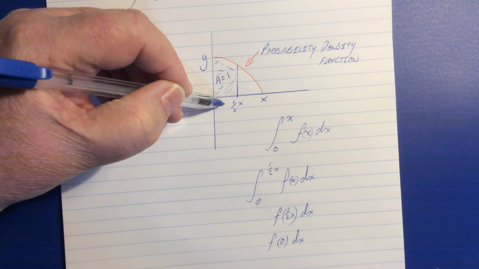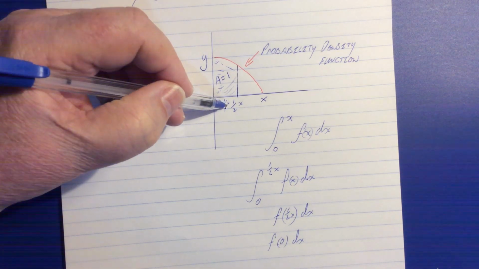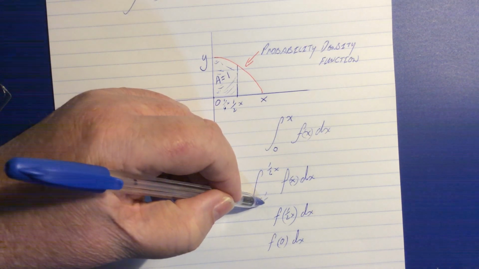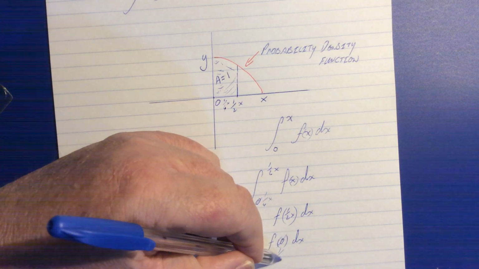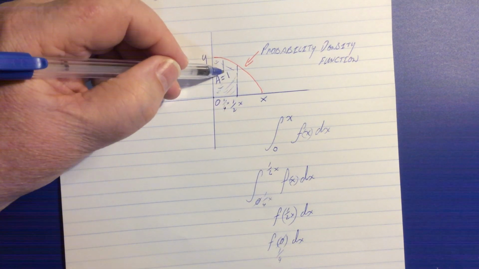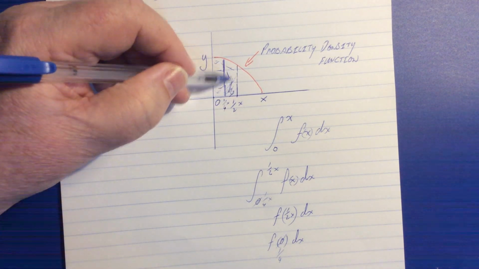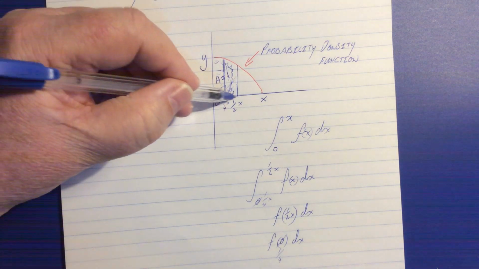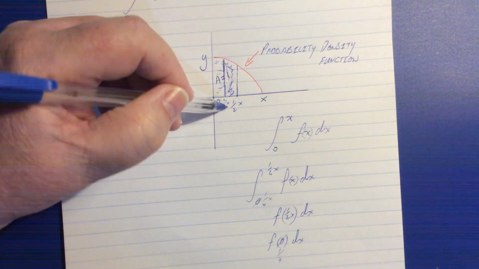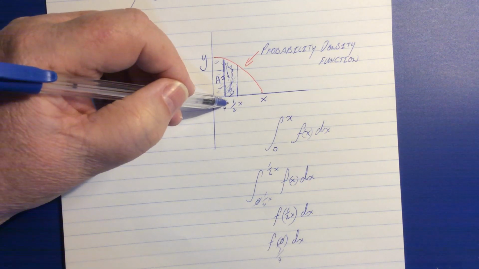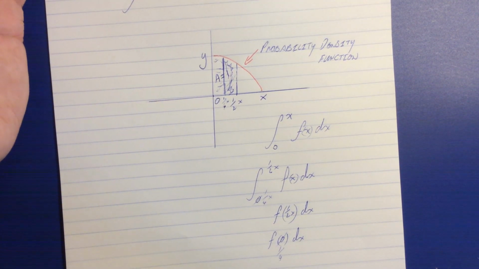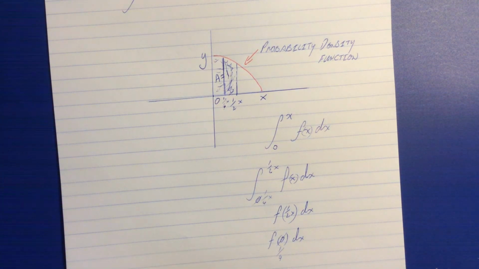But if we were working, say, to 1/4 of x, then this would become 1/4 of x, this would become 1/4 of x, and we would have discovered the area in here, and that would give us the probabilities of this event occurring between 1/4 x and 1/2 x, and that's essentially how this works. So the long and the short of this is that when you're dealing with probability density functions, you're simply discovering the area under a particular curve between one point on the x-axis and another.